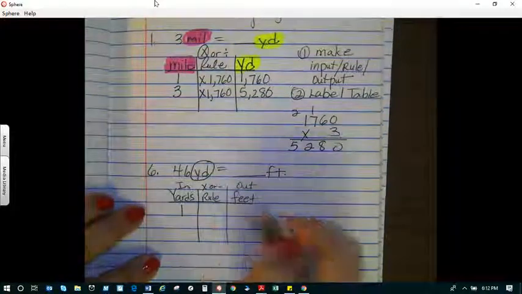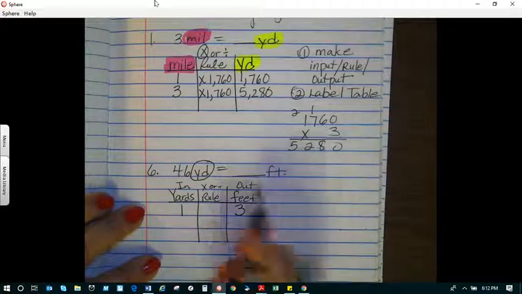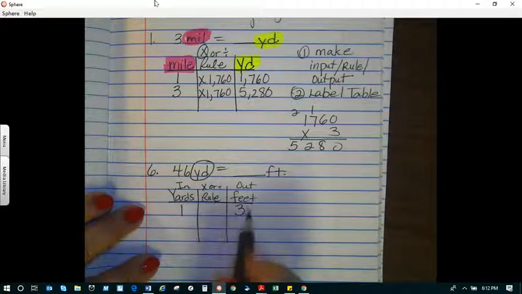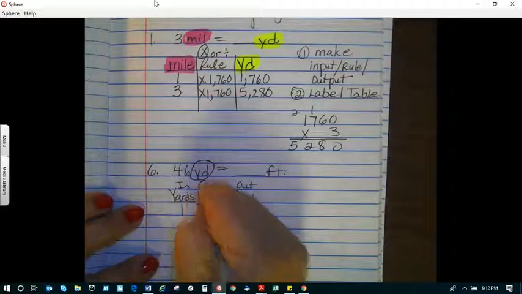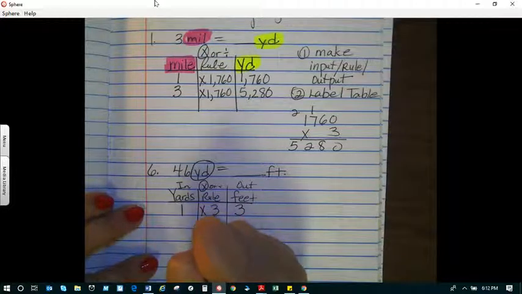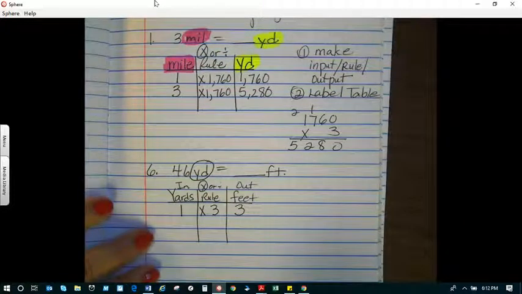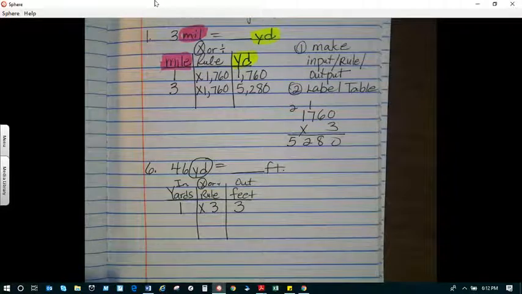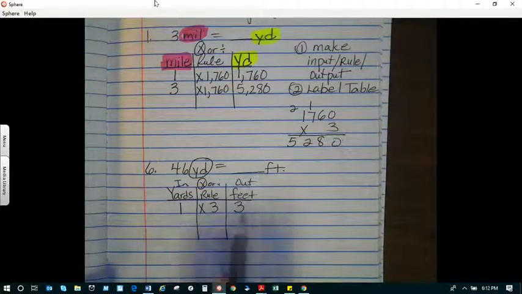That's the first thing I need to do. 1 yard equals 3 feet. How did I get from 1 to 3? You're right. I needed to multiply that by 3. Excellent. Okay, but let's look at our problem. If I'm going to be multiplying that by 3, that's my rule.